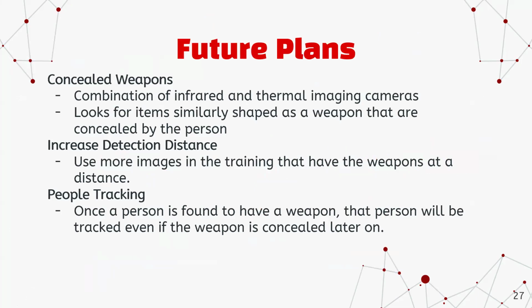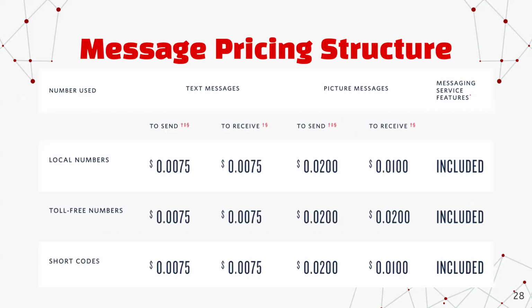Some of the future plans and future work: we would love to use infrared and thermal imaging cameras that detect concealed weapons, better cameras and higher resolution images to increase detection distance, and also implementing some sort of clothing or person recognition in the software. That way, once a weapon is detected, whether it's concealed or out, part of the text message will include a description of the person, or it's able to track the potential threat. Here you have the pricing structure for Twilio, super cheap, like a cent or two, less than a cent.